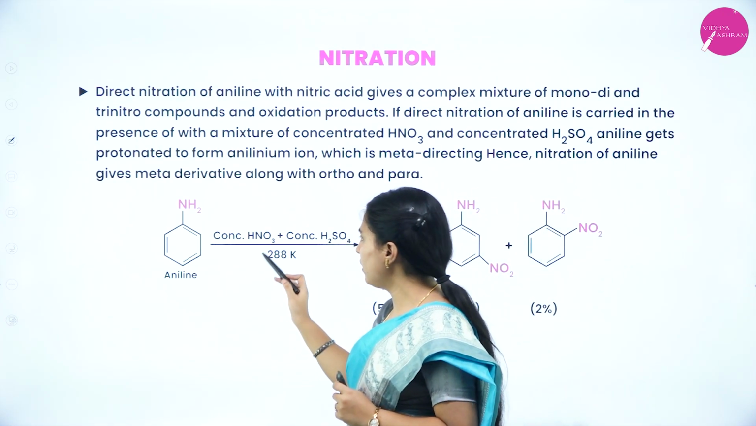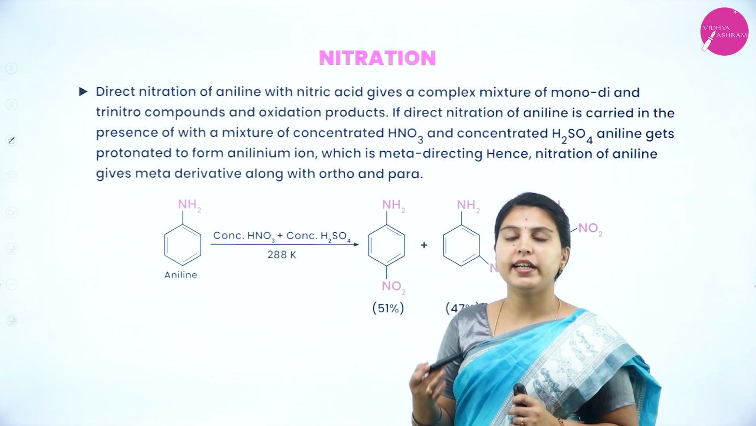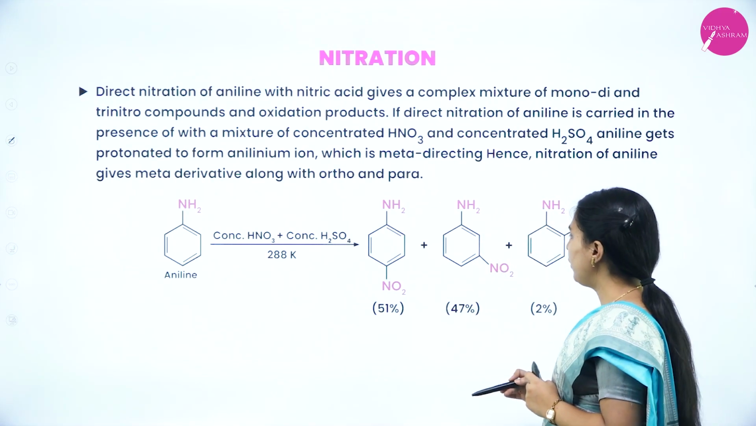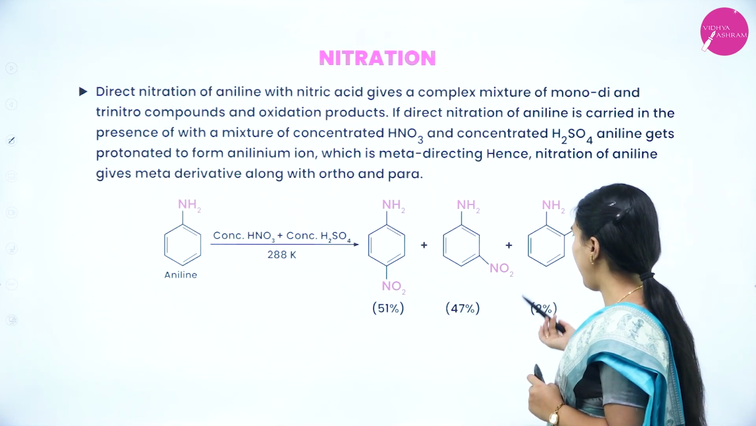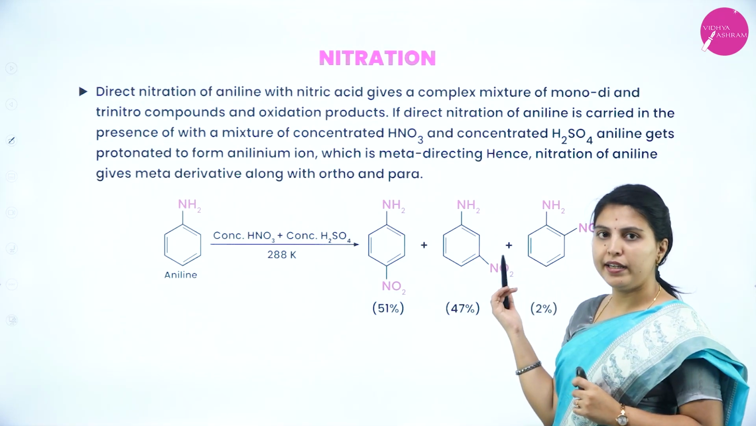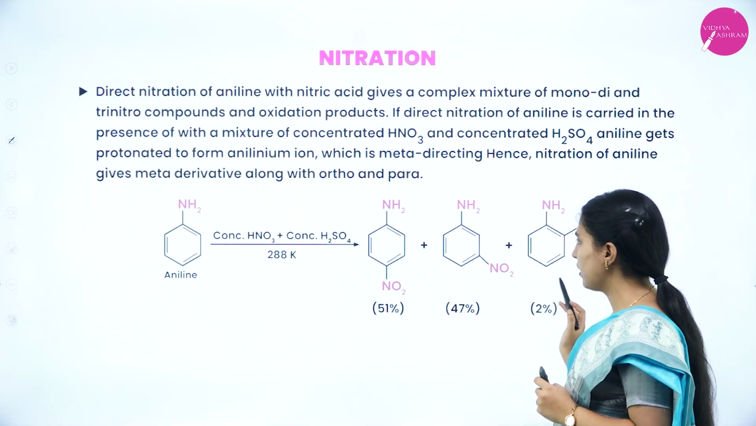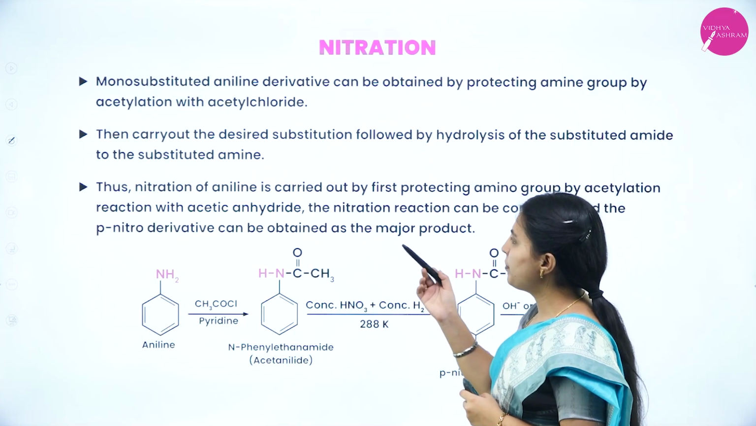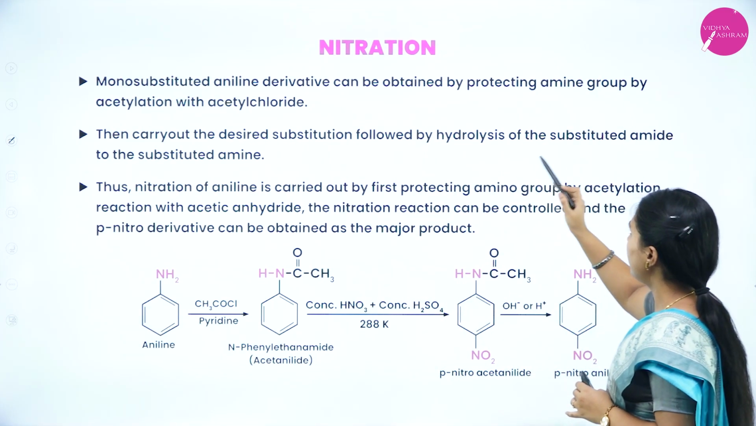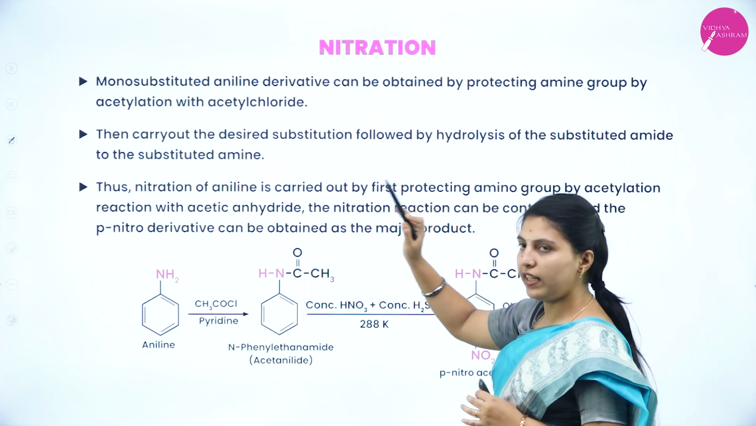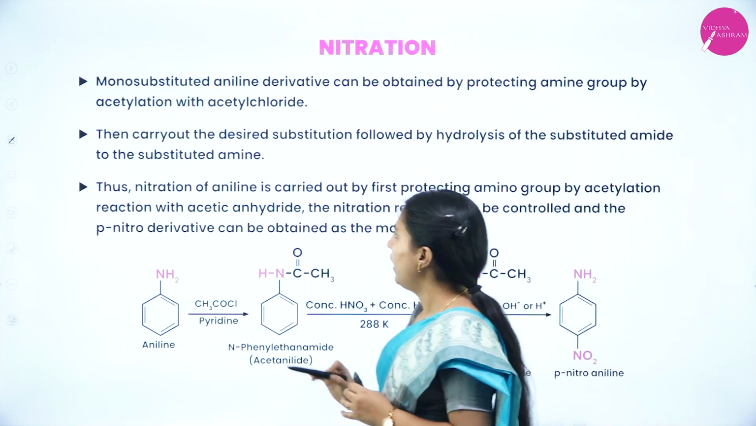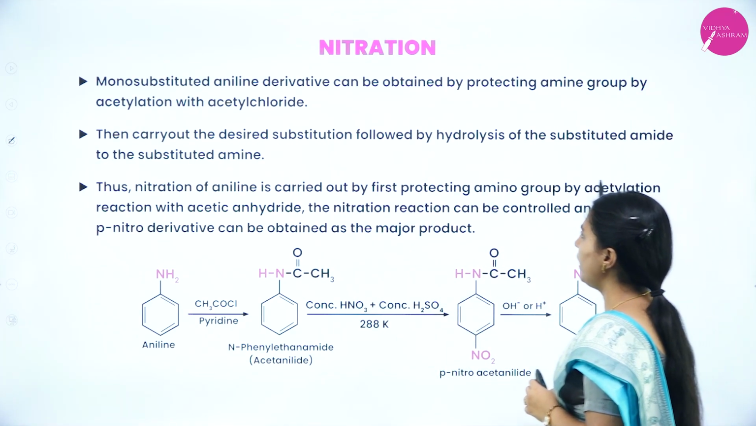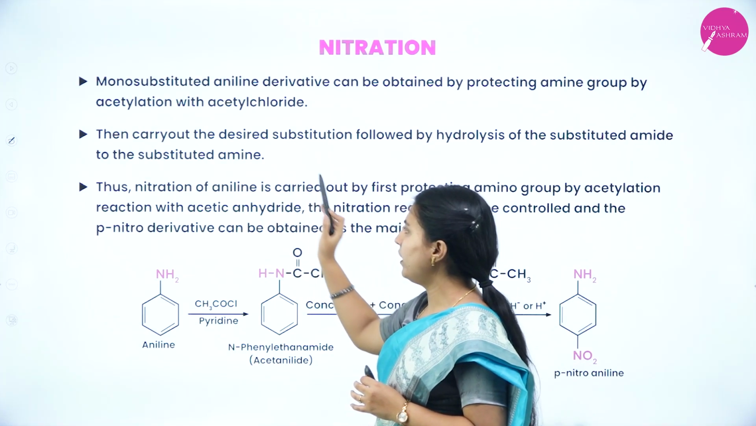Here aniline in the nitrating mixture, that is concentrated nitric acid and concentrated sulfuric acid at 288 Kelvin, will form ortho, meta and para products, but ortho and para are in very small amounts, while the meta product will be more. A monosubstituted aniline derivative can be obtained by protecting the amine group by acetylation with acetyl chloride. Then carry out the desired substitution followed by hydrolysis of the substituted amide to the substituted amine.